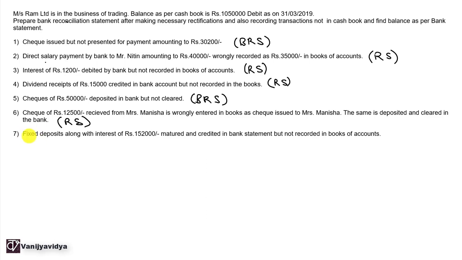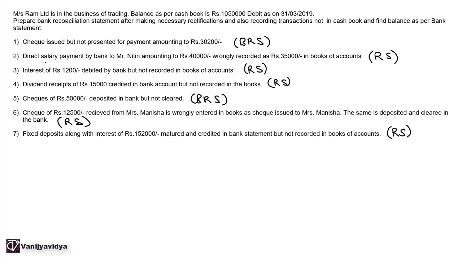Next, 7. Fixed deposits along with the interest of rupees 1,52,000 matured and credited in the bank statement but not recorded in the books of account. So this needs to be recorded in the books of account, so it will be a part of your rectification statement. So first we will be preparing a statement showing the effect of rectifications in the cash book.